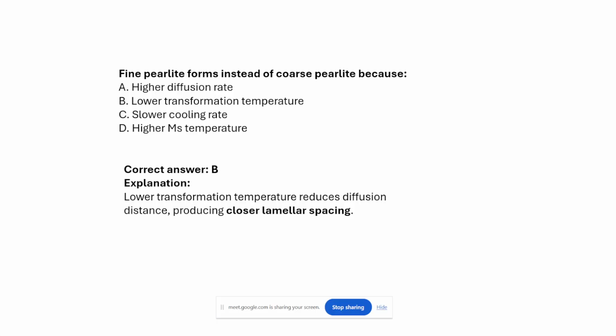Fine pearlite forms instead of coarse pearlite because of the faster cooling rate. Higher diffusion rate? No, higher diffusion means a higher temperature. That is not low transformation temperature. Yes, because at the low temperatures, not enough diffusion takes place. Slower cooling rate means a higher temperature and a higher diffusion rate. D, higher martensitic temperature: it has nothing to do with the martensitic temperature.